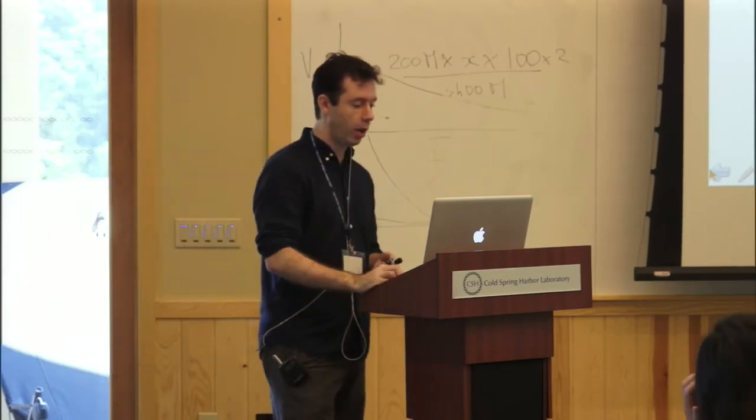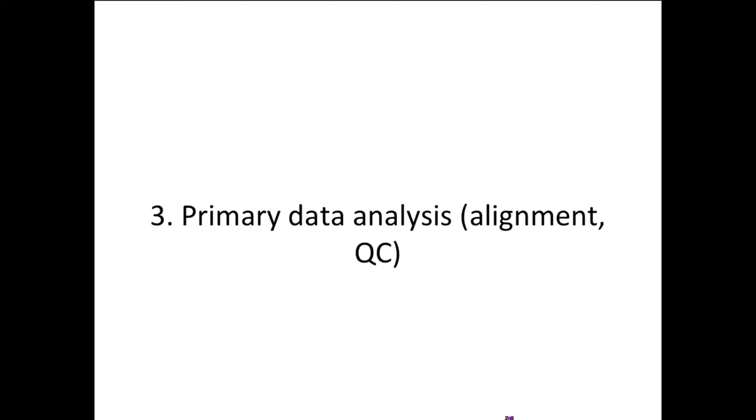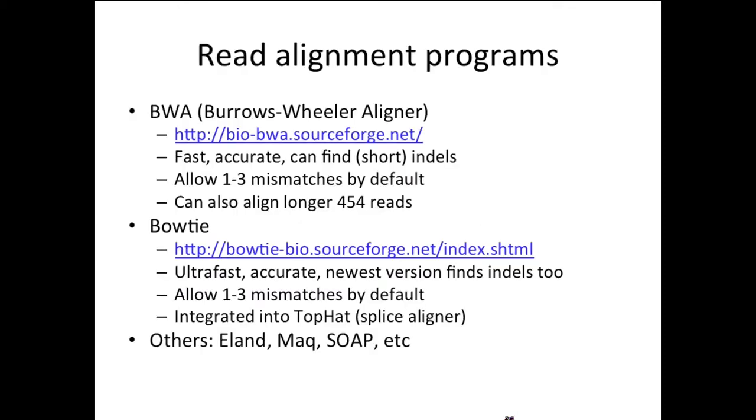So let's get to primary data analysis, which basically means alignment and quality control. These are some of the alignment programs frequently used for short read analysis. BWA is one that we like in the lab.